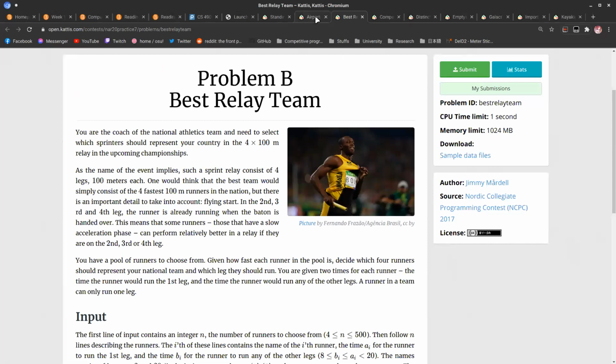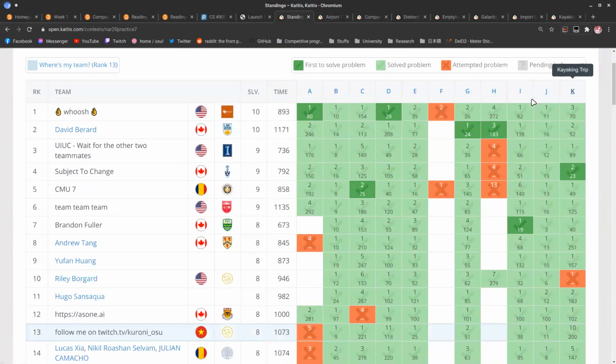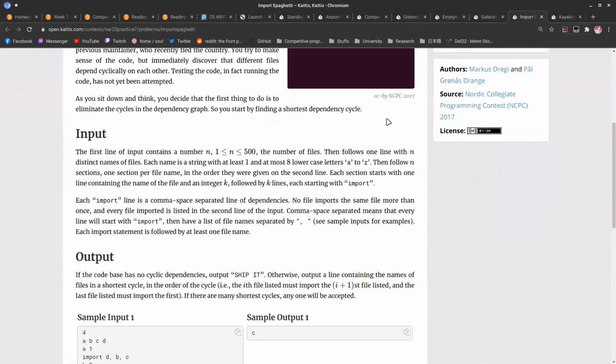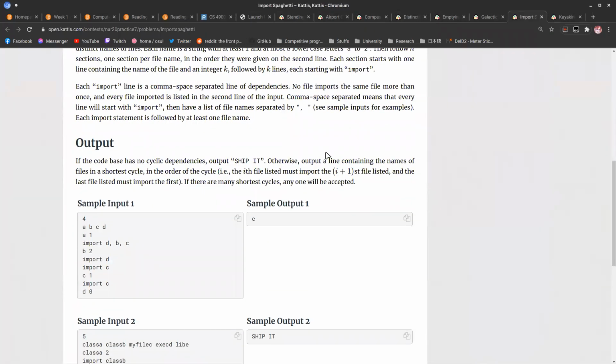I believe the next easiest problems would be D, E, and I. Let's start with I first. For I, you're given a dependency graph and you need to detect if there is a cycle, and if there is, output the shortest cycle. One difficulty with this problem is parsing. For each package, we know how many lines of dependency there are, but we don't know how many different dependencies each line has.